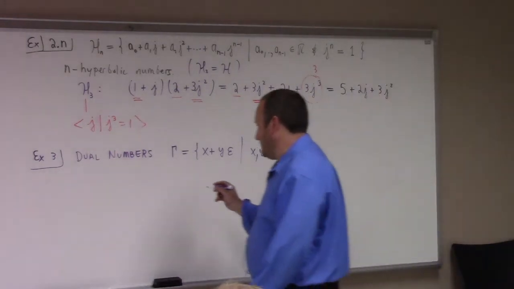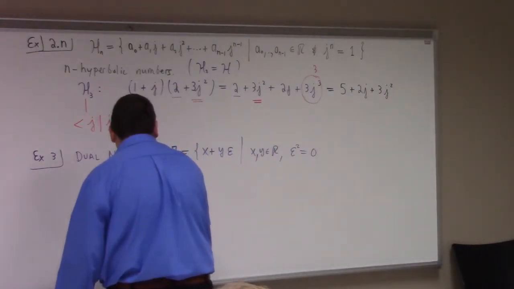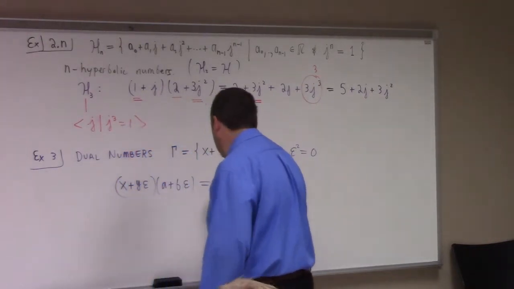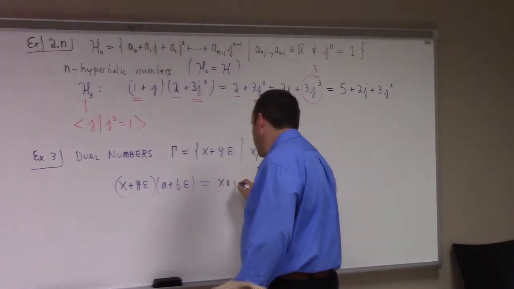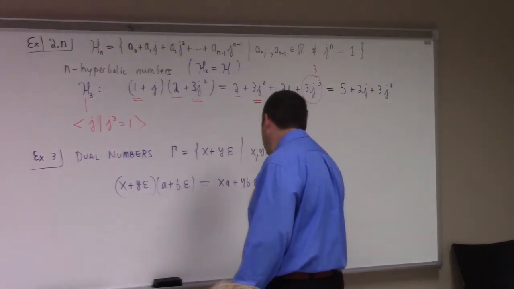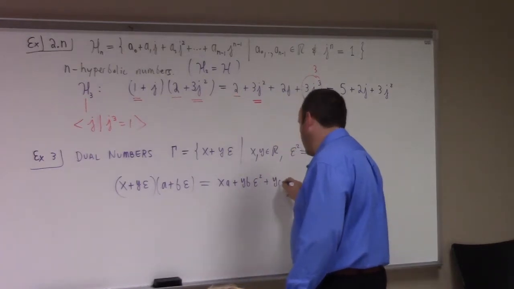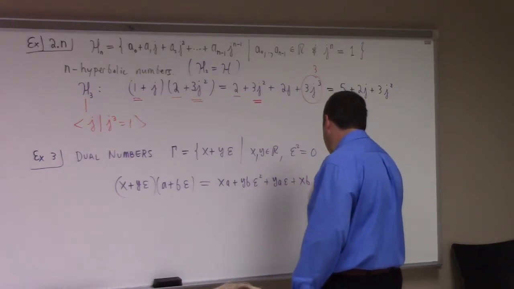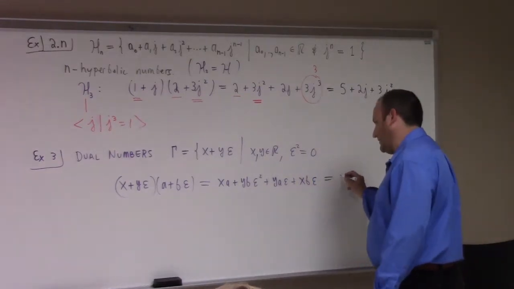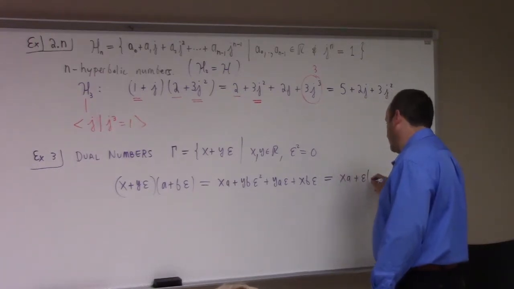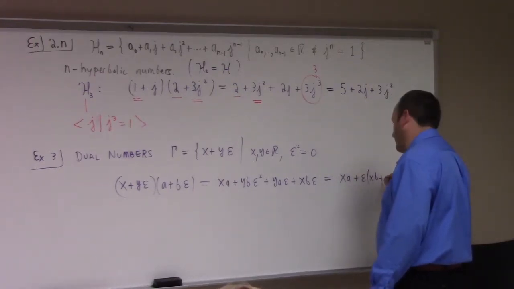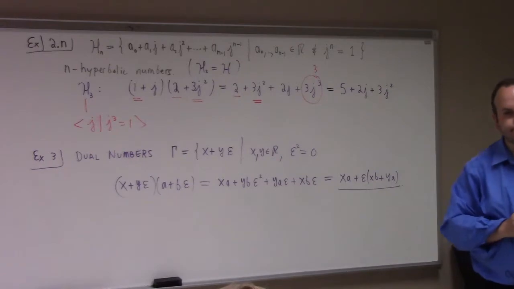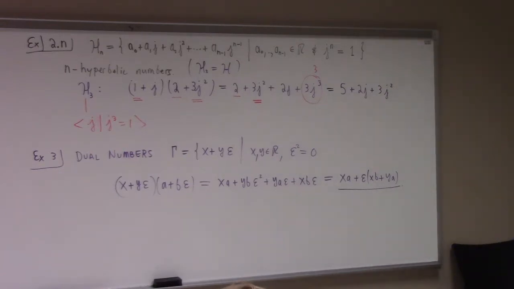So what does the multiplication of these look like? x plus y epsilon times a plus b epsilon. How's that go? We've got xa plus yb epsilon squared plus ya epsilon plus xb epsilon. Cleaning it up a bit, we've got xa plus epsilon times (xb plus ya). However you want to group them, it doesn't really matter. There you go. So these are so-called dual numbers.